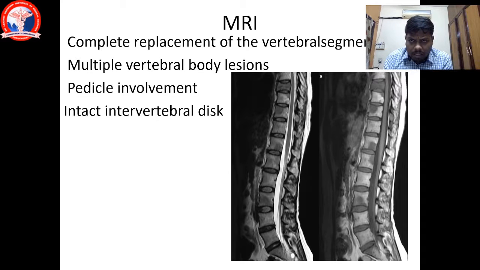In MRI, there is a complete replacement of the vertebral segment and multiple vertebral body lesions are present. There is spinal involvement with an intact vertebral disc. As you can see, there is some compression fracture involving the thoracic spine, and there are also widespread deposits in the vertebral bodies.